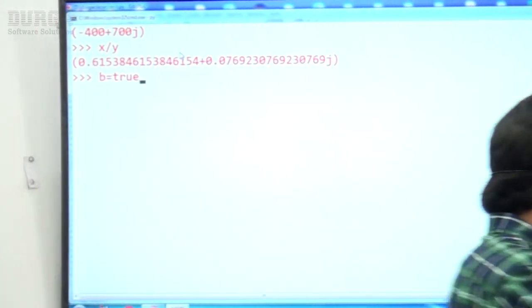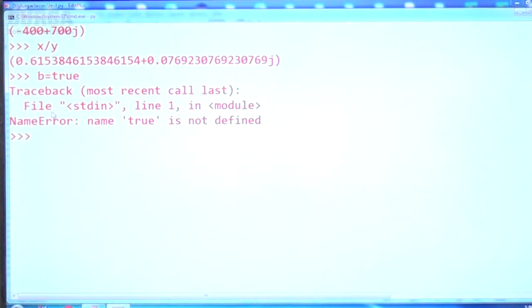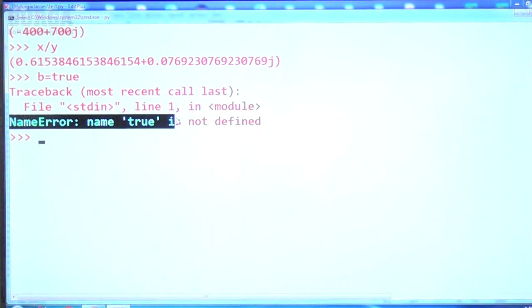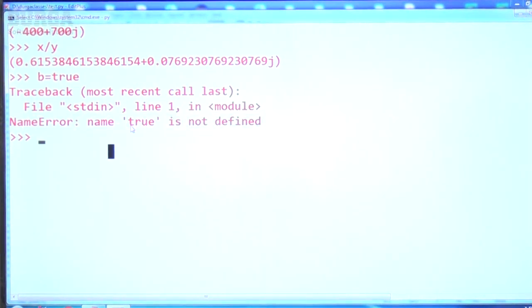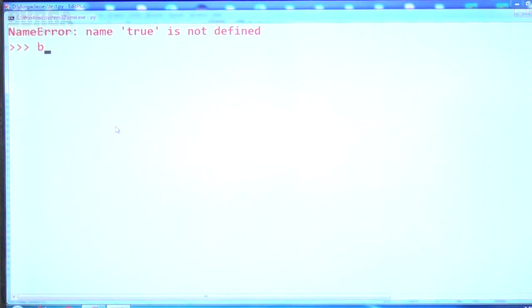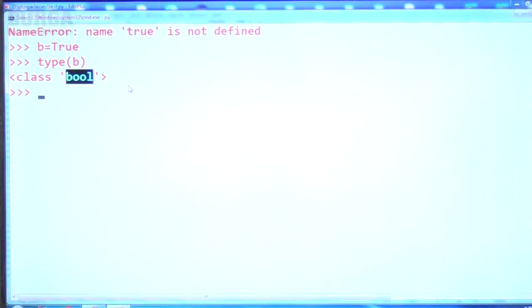Have a look once. What is the error I'm getting? Name error. Name true is not defined. My Python virtual machine is unable to identify this name true. Like that we are going to get the error, sir. Now B is equal to capital True, I'm taking. Yes, perfectly valid. What is the type of B? It's always bool type. So the terminology is very clear for you people, right?